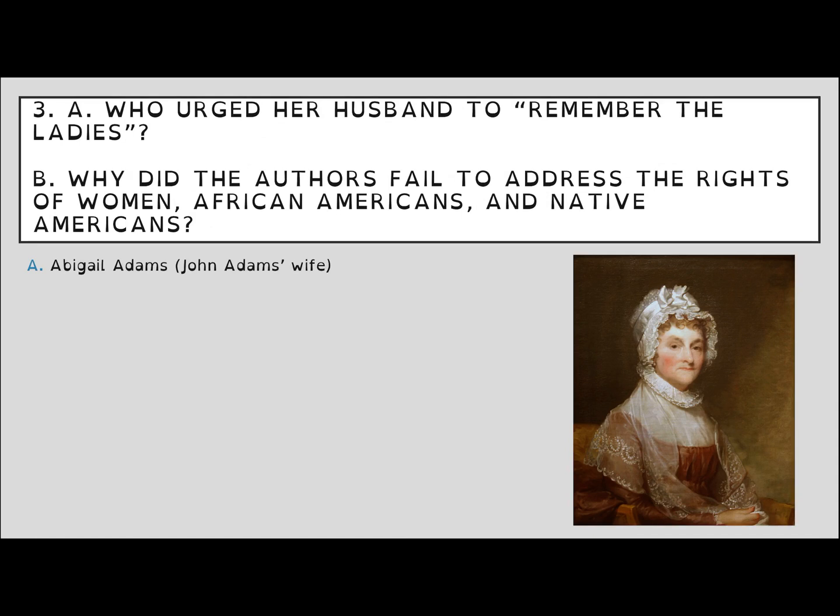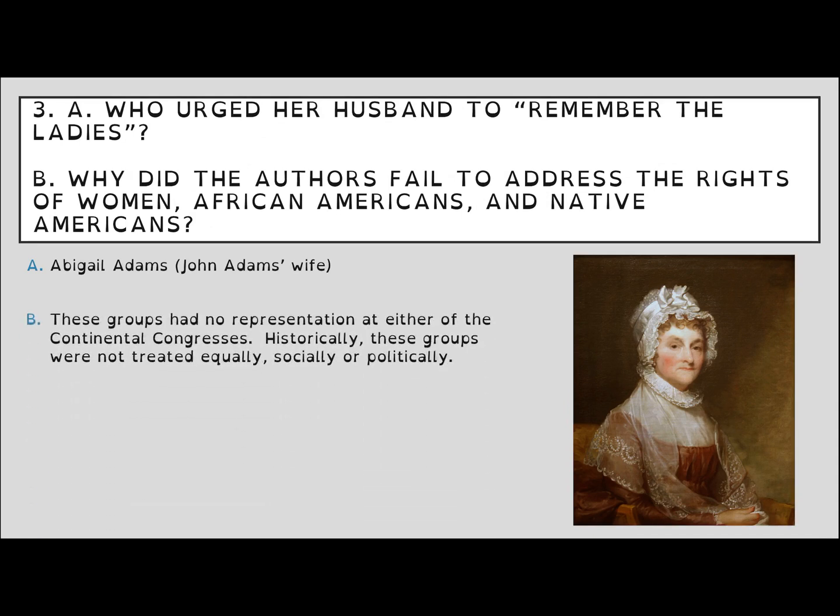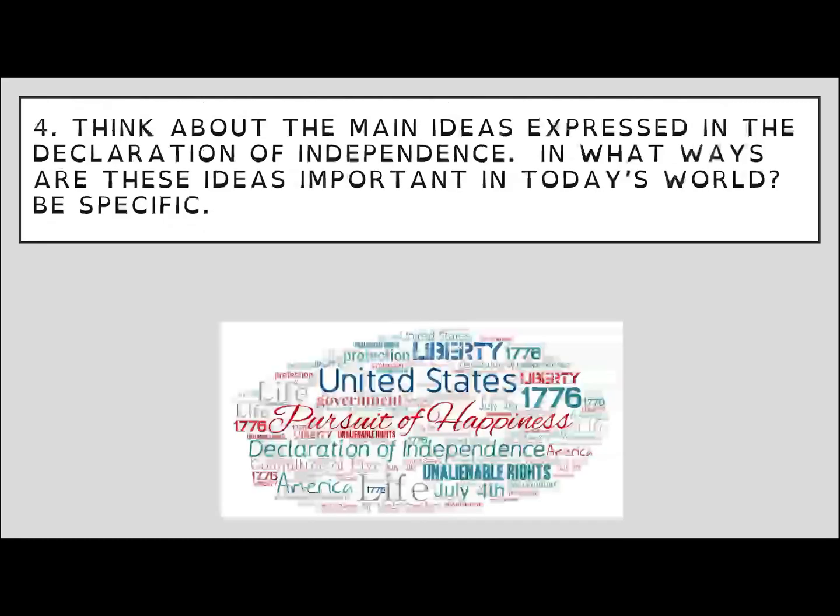Letter B, why did the authors fail to address the rights of women, African Americans, and Native Americans? These groups had no representation at either of the Continental Congresses, so both of the meetings that took place, one in 1775 and one in 1776, no women were present, no African Americans, no Native Americans, and historically these groups were not treated equally, either in a social sense or a political sense. We've got a long way to go for that to happen, but certainly people are questioning these things in the 1700s. There's no doubt about it.